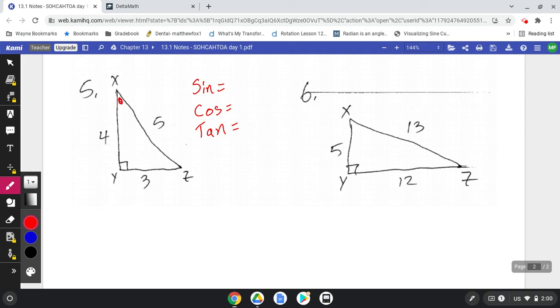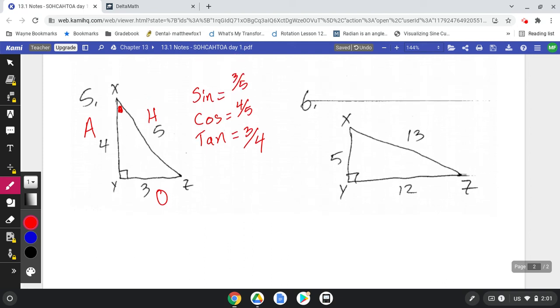Angle X is right here, so the hypotenuse is the easiest, that's the 5. 3 is the opposite, and 4 is adjacent. So at this point, remember SOH, O over H, so 3 over 5 for sine. Cosine is CAH, A over H, 4 over 5. Tangent is TOA, O over A, so 3 over 4. Those are my three ratios.